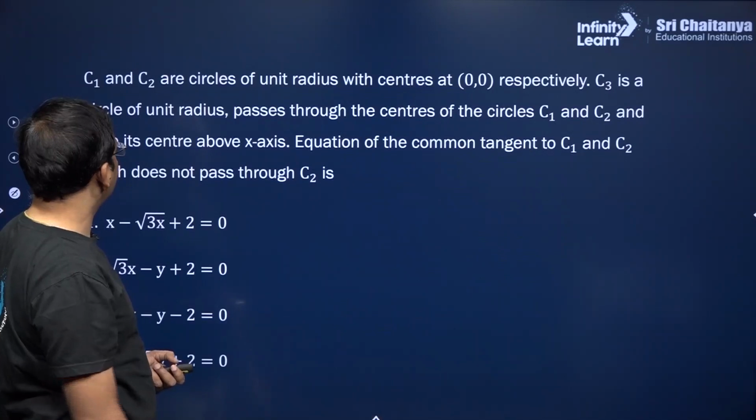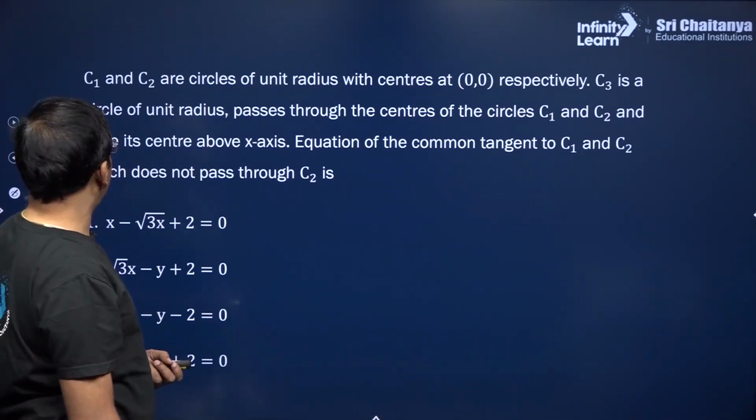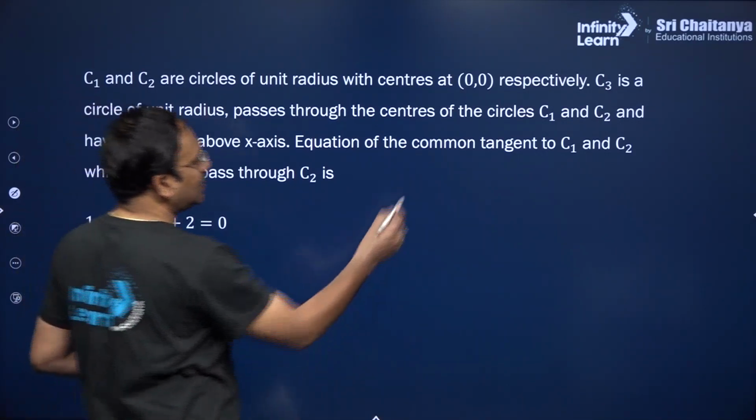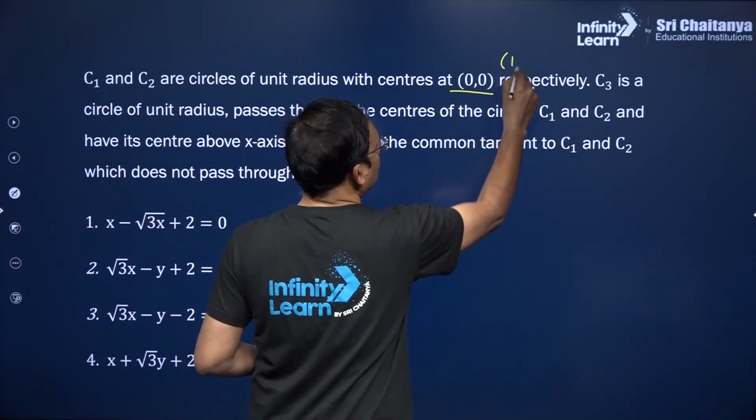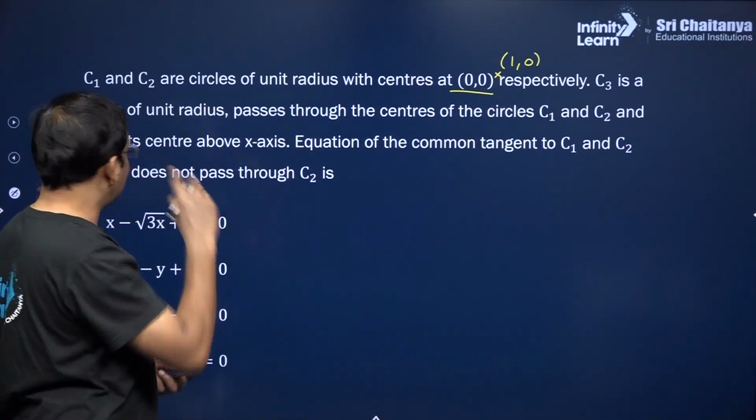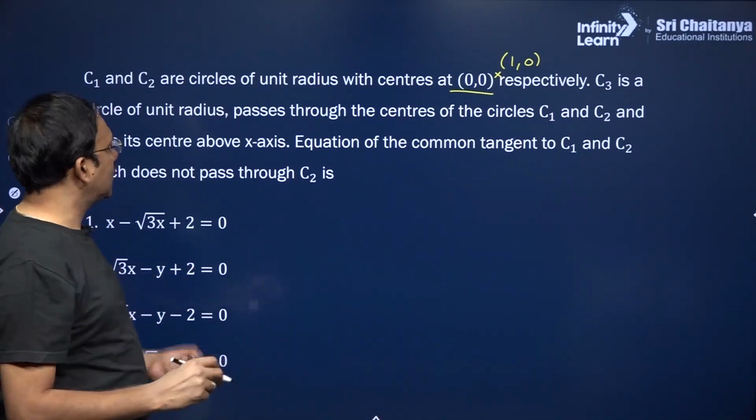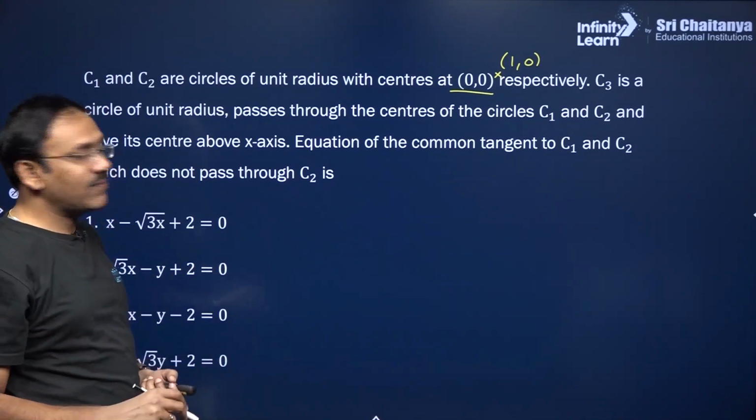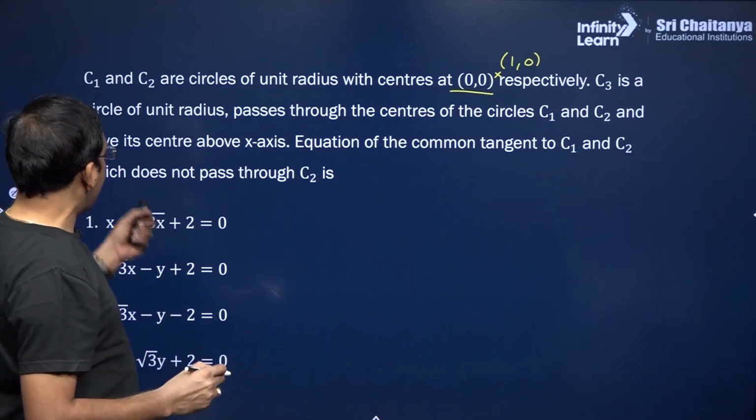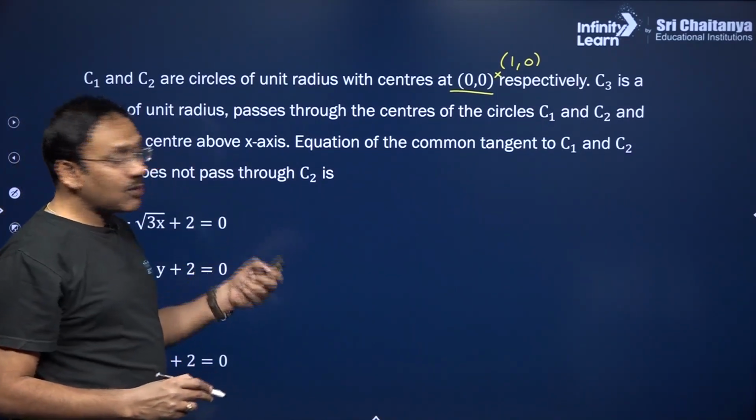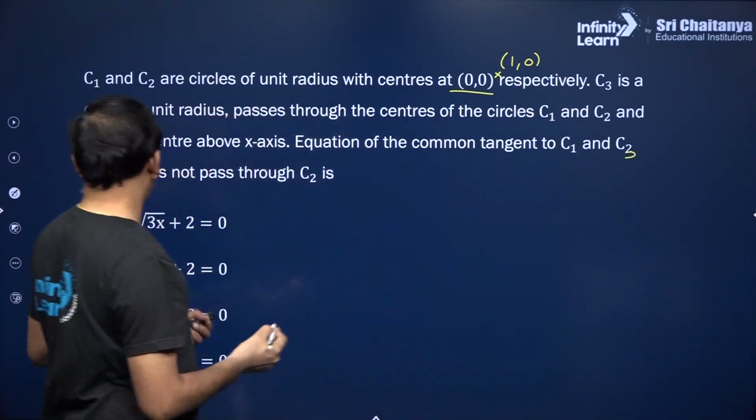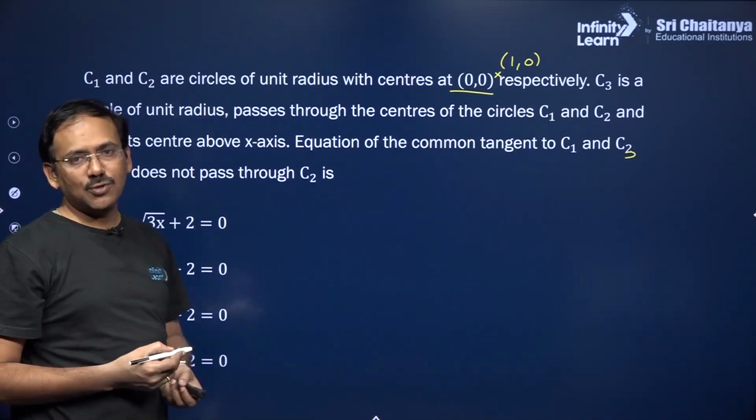Next, my dear friends. Here he has given C1, C2 as two circles of unit radius with centers 0, 0 and 1, 0 respectively. C3 is a circle of unit radius passing through the centers of the circles C1 and C2. First find the C3 circle having its center above the x-axis. Then the equation of the common tangent to C1 and C3 which does not pass through C2 is asked.